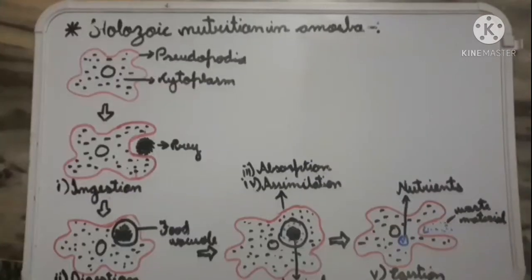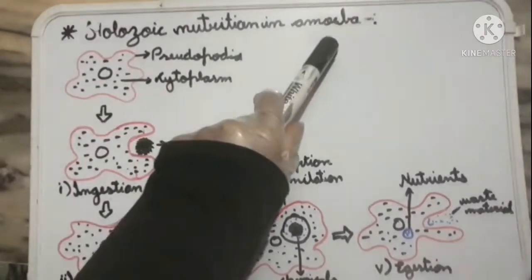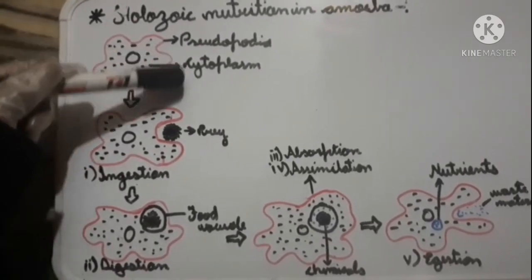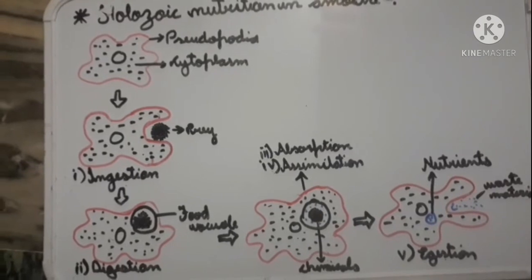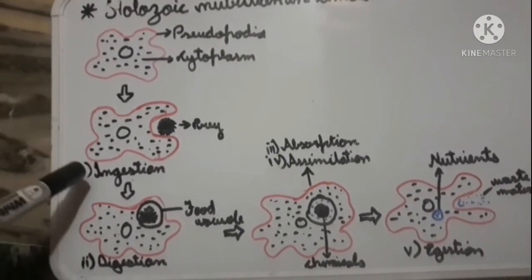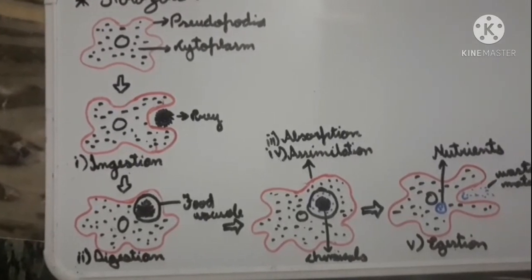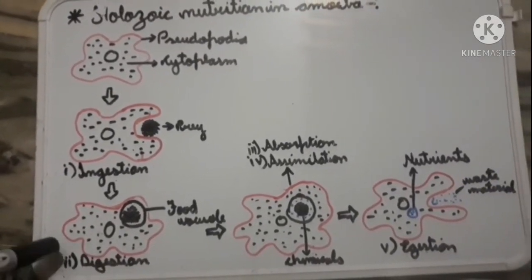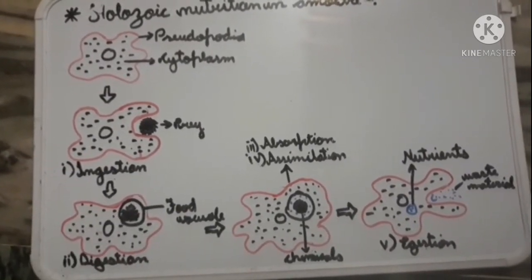Now let us see how does nutrition in amoeba takes place. Holozoic nutrition takes place in amoeba. The outer covering of amoeba is known as pseudopodia and the liquid inside it is known as cytoplasm. Now, ingestion takes place in amoeba. The amoeba engulfs its prey through holozoic nutrition. Second is digestion. In this process, food vacuole surrounds the prey.